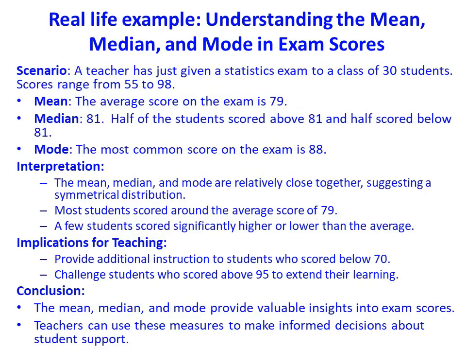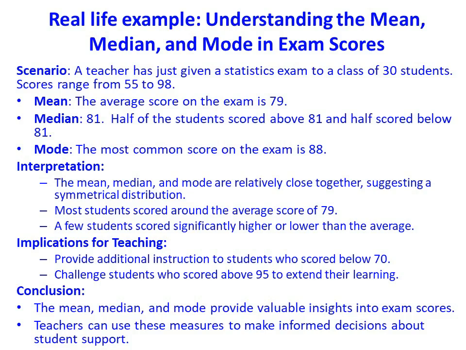An example of how to use mean, median and mode in real time. Scenario: a teacher has just given a statistics exam to a class of 30 students. Scores range from 55 to 98. Mean, the average score on the exam is 79. Median, 81. Half of the students scored above 81 and half scored below 81. Mode, the most common score on the exam is 88.